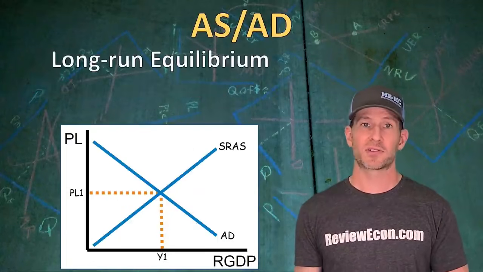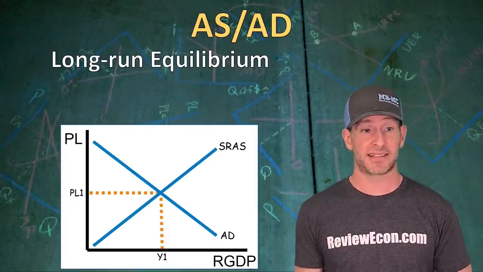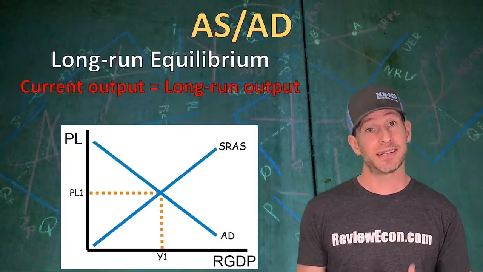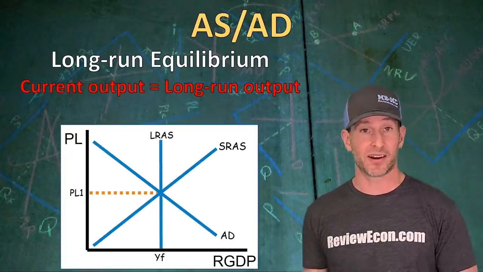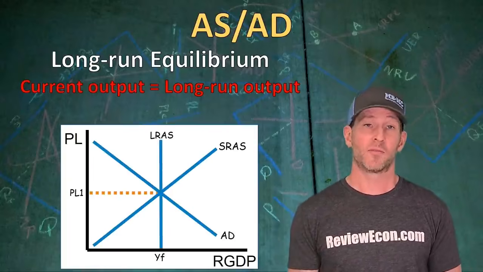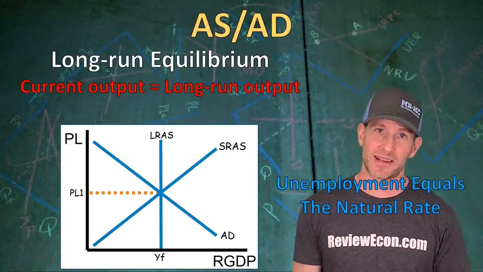The last way to draw this graph is at long-run equilibrium. Here you have all three curves intersecting. That means that our current level of output is equal to our full employment output, labeled YF here. And here, our current price level is PL1. When the economy is at long-run equilibrium, the unemployment rate equals the natural rate of unemployment.